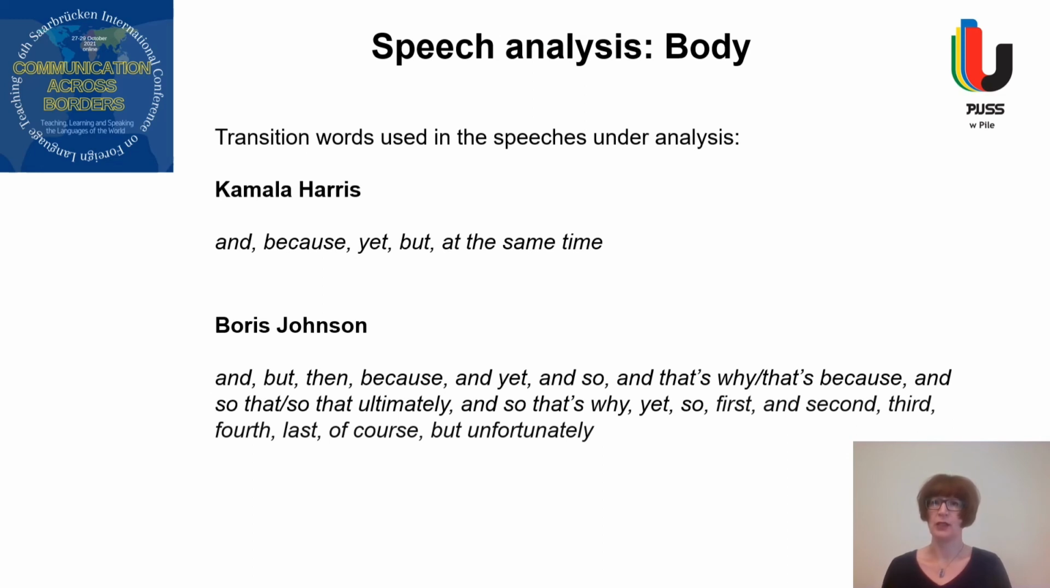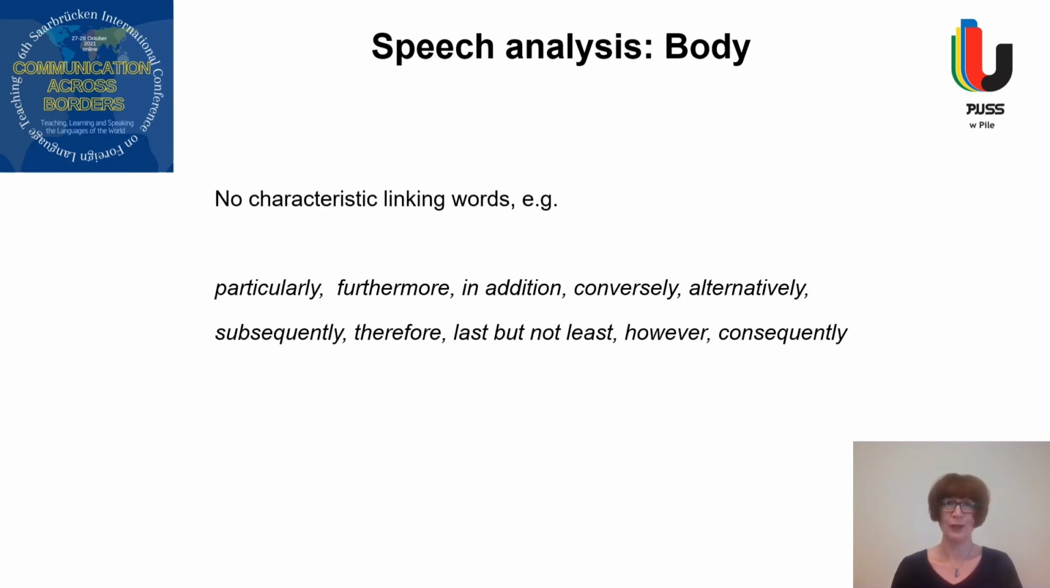In the case of Kamala Harris, we can point to such words as and, because, yet, but, at the same time. In the case of Boris Johnson, the list is a little longer, but does not exhaust all options. All in all, one cannot identify such characteristic linking words as, for example, particularly, furthermore, in addition, conversely, alternatively, subsequently, therefore, last but not least, however, consequently.